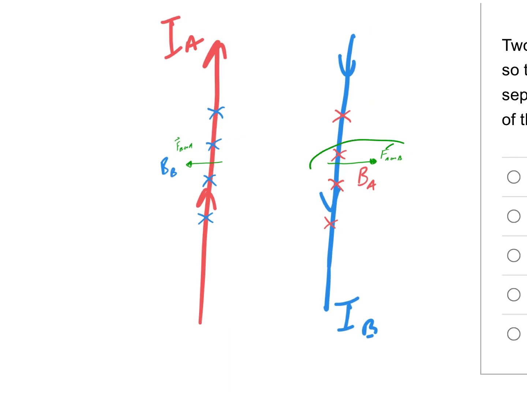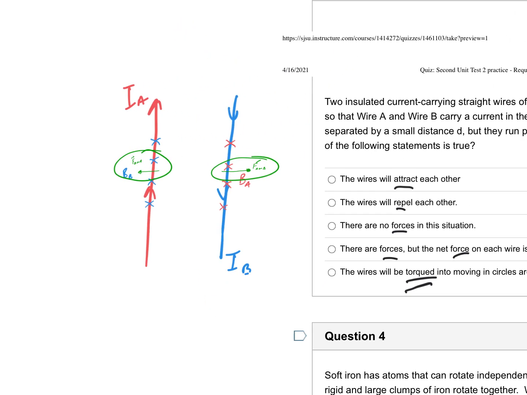Looking at these two forces, how they're pointing in the opposite direction, and more so how they are pointing outwards from their mutual center, tells me that the two wires are repelling each other. So that's our answer.